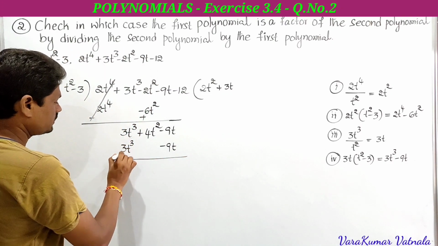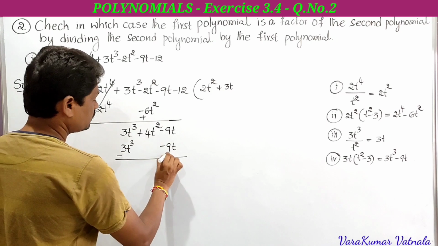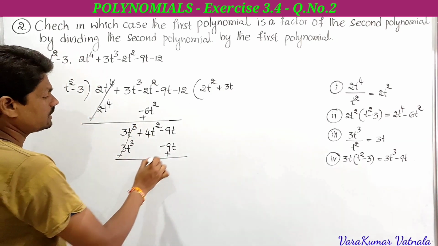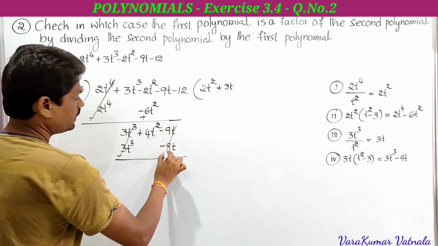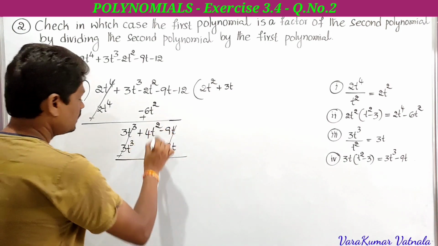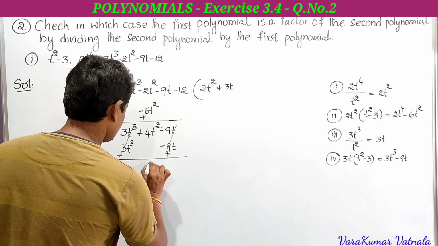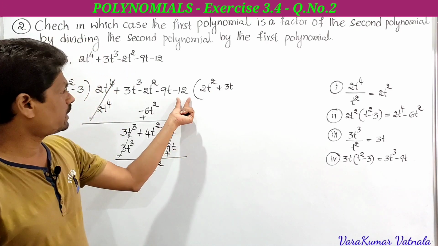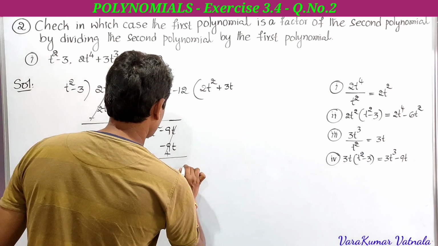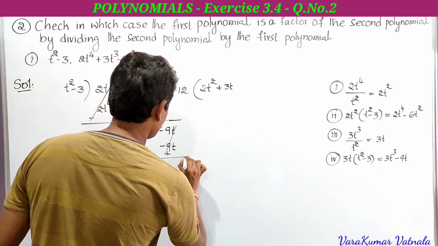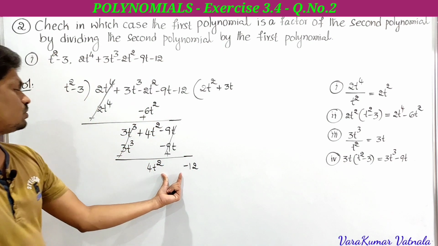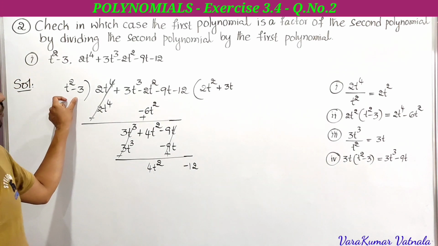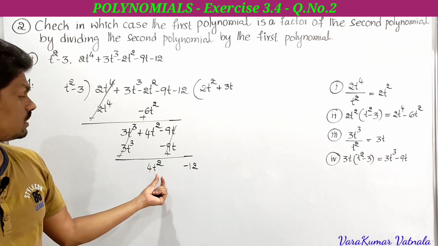Here minus 3t cube, it becomes minus, it becomes plus. 3t cube minus 3t cube gets cancelled. Minus 90 plus 90 gets cancelled. Here only 4t square is there. Next, here minus 12 is there. Write minus 12, so 4t square minus 12. Here there is no t term. So 4t square minus 12 is there. Now again we have to follow the same step.